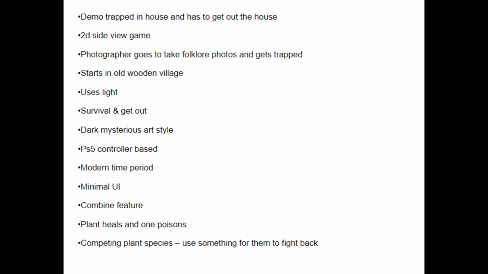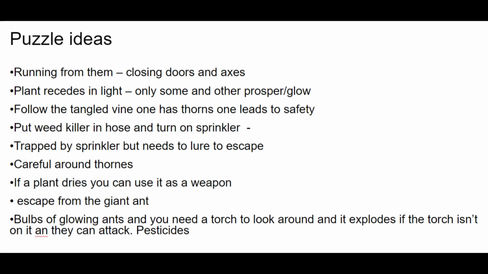Another thing in the document which we decided to add was when we figured out we wanted to make a puzzle game, we decided to note down a couple of the ideas as a group that we could all think of. So one of the biggest ones was the plant recedes in light, but only some of them do, and that you can use certain things around the house to destroy the plants, and that you have to run from certain plants because some can't be destroyed.